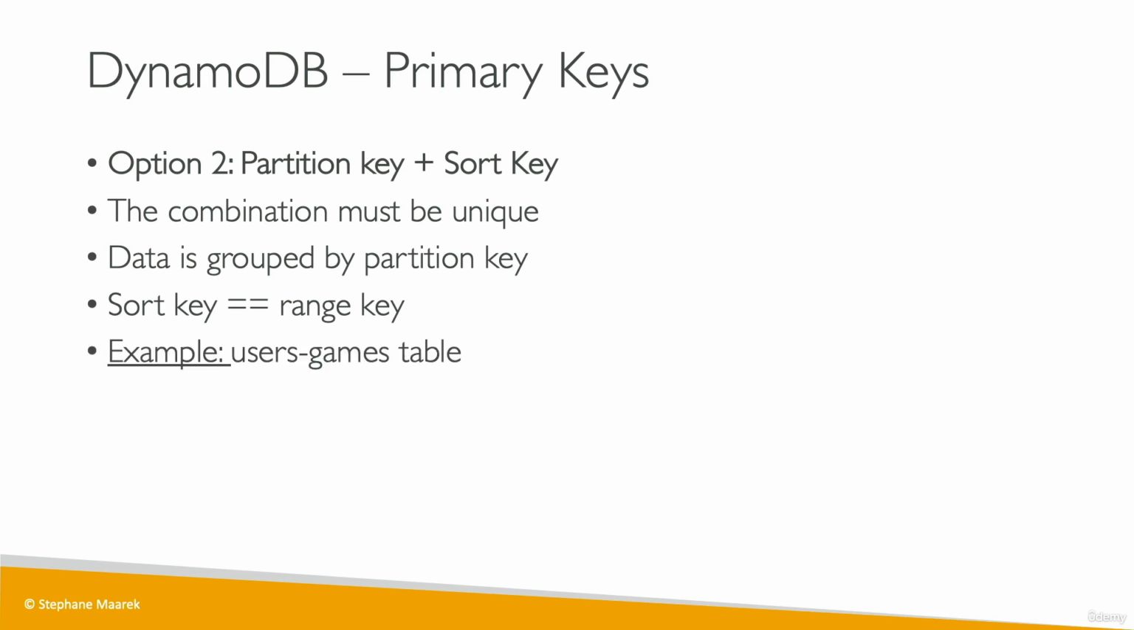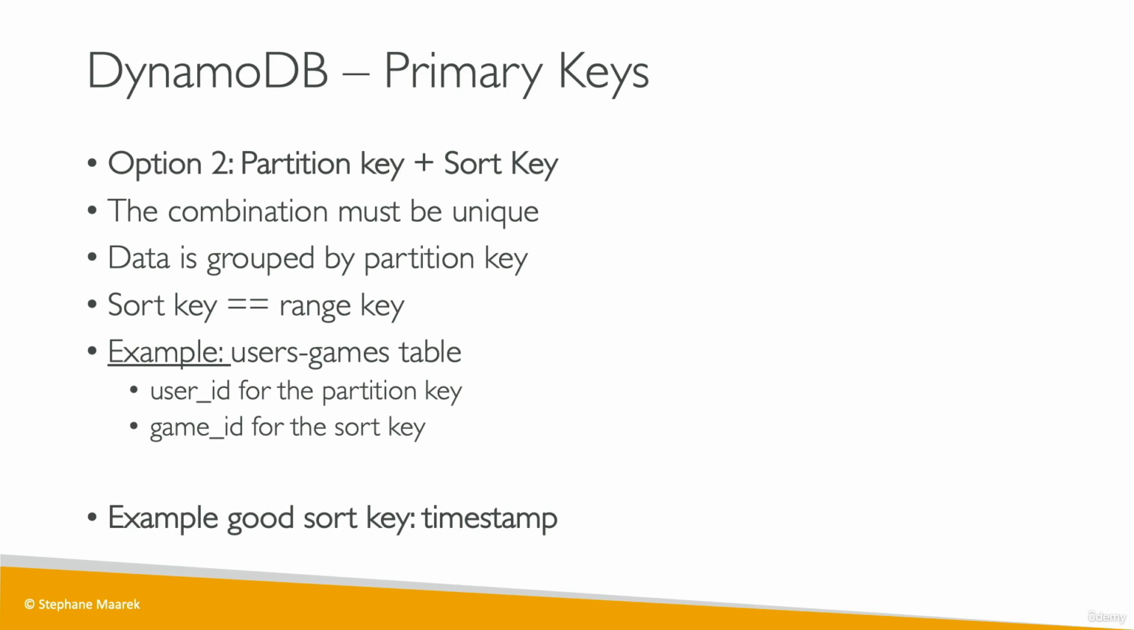For example, if you have a users-games table, user ID would be great for the partition key, and game ID would be great for the sort key. So it's possible that a user has multiple games, but each game ID and user ID combination is going to be unique, hence is a great choice. Another good choice for a sort key is usually a timestamp. So you're trying to describe something that happens over time for a specific user ID, and so on, you will choose user ID for partition key, and you will choose a timestamp column for the sort key.